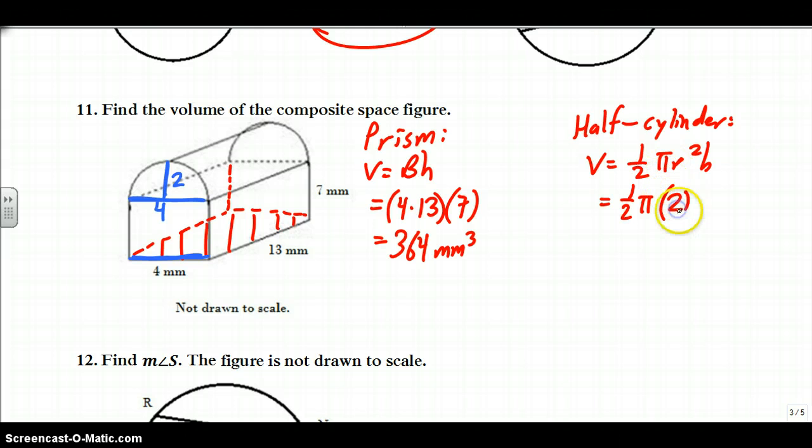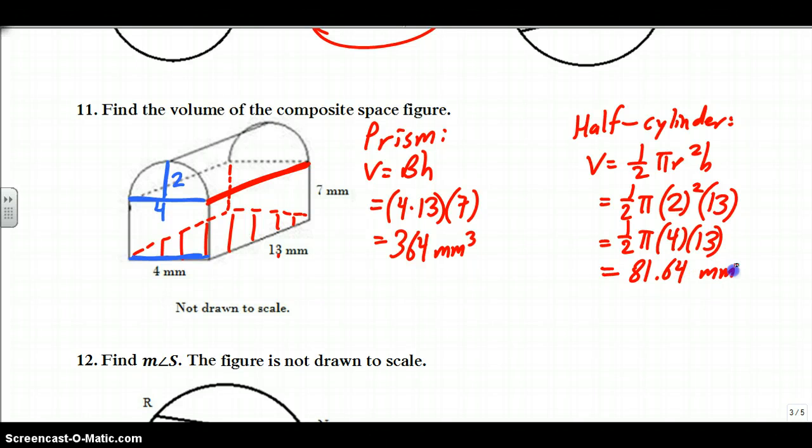So we have 2 squared. And then the height of the prism is the distance between the two circle bases, which is 13. Okay, so it's not the 7 that's over here. Anyway, we get 1/2 pi times 4 times 13. You just go ahead and quickly punch that in your calculator. 0.5 times 3.14 times 4 times 13. I get 81.64 cubic millimeters.